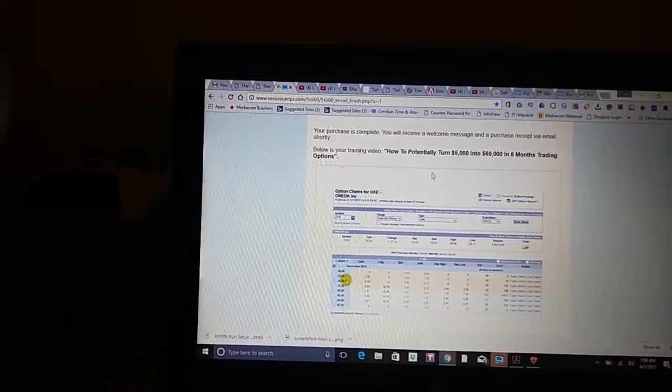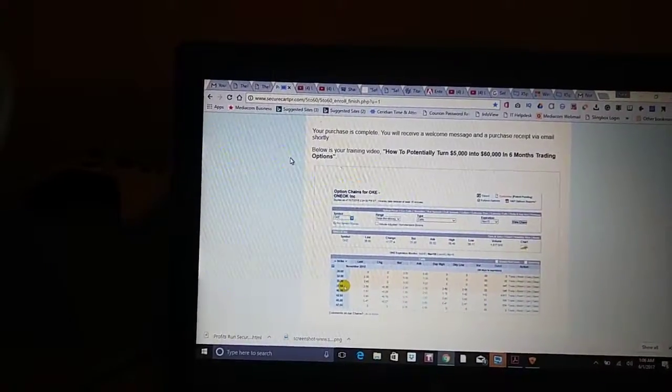That's 1 strike in the money. 35 would be 2 strikes in the money. 32.50 would be 3 strikes in the money. 1 strike in the money in this case is fine. So here's my bid ask, 2.30, 3.10.